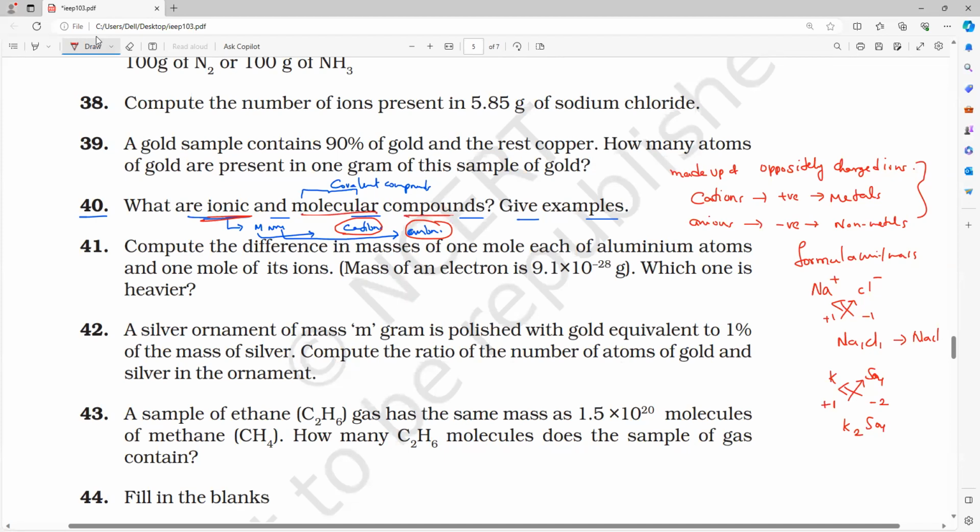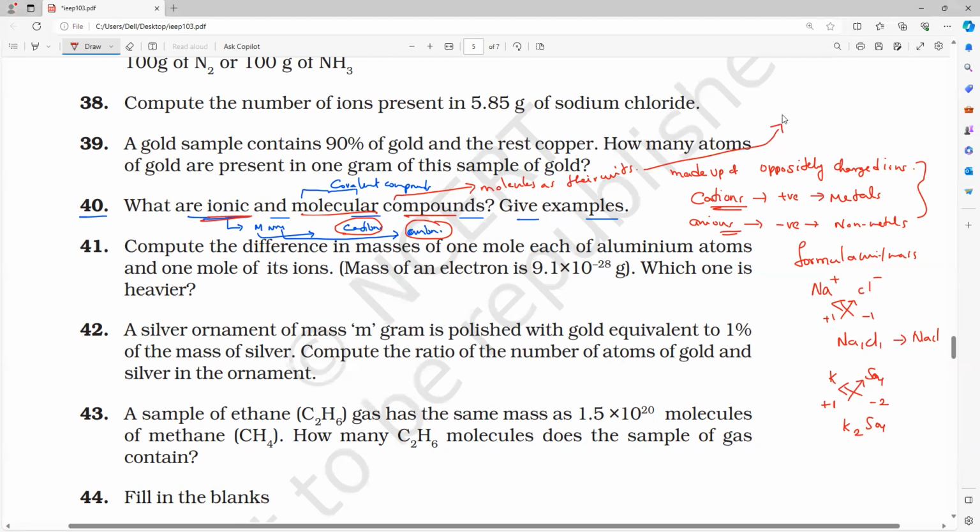Next, coming to the molecular compounds. Molecular compounds are the compounds which have molecules as their units. In ionic compounds, ions are the units, but in molecular compounds, write it: molecules as their units. That is called molecular compounds.